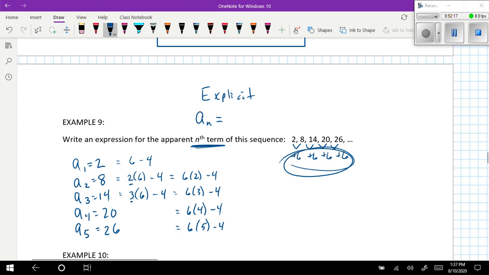Okay, so another thing you can think of is that if you just added 4 to each of these terms, 2 plus 4 is 6, 8 plus 4 is 12, 14 plus 4 is 18, 20 plus 4 is 24, 26 plus 4 is 30. These are definitely multiples of 6 right there. So we are dealing with multiples of 6, but then we're subtracting 4 off from every one of those multiples to look at the pattern in our sequence.